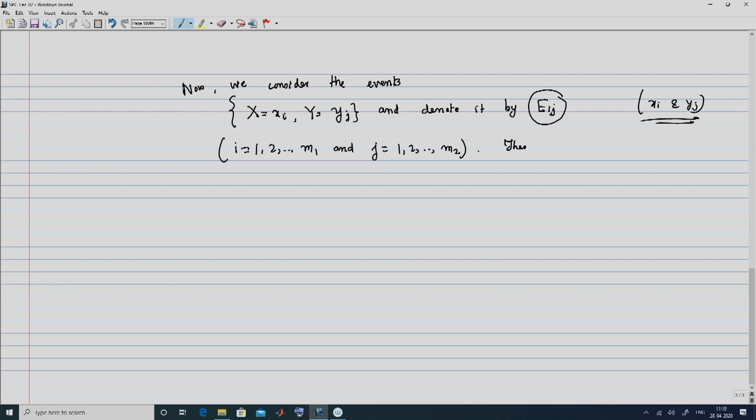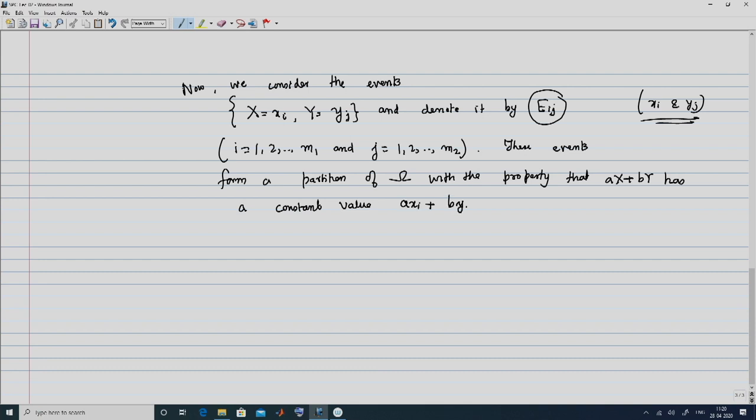Now, these events, as you can see, form a partition of omega. This is a very crucial property. Consequent to this being a partition of omega, it satisfies the property that aX plus bY has a constant value a xi plus b yj on E_ij.